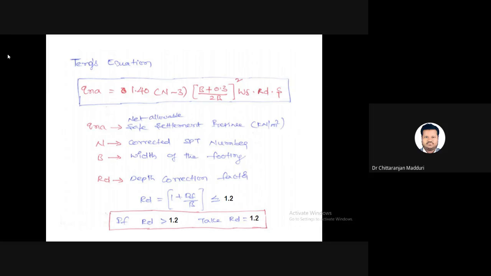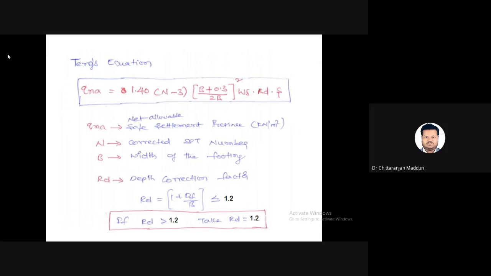N is known as the corrected SPT number, that is, the SPT number after corrections, overburden correction and dilatancy correction. B is known as the width of the footing. Rd is known as the depth correction factor. Here the depth correction factor Rd is given by 1 plus depth of the footing divided by width of the footing.